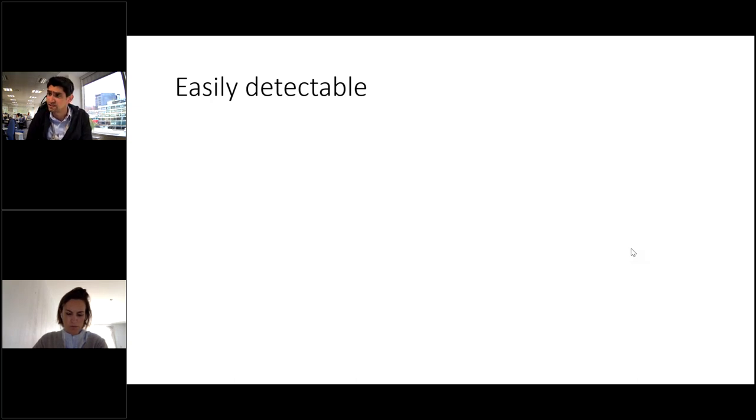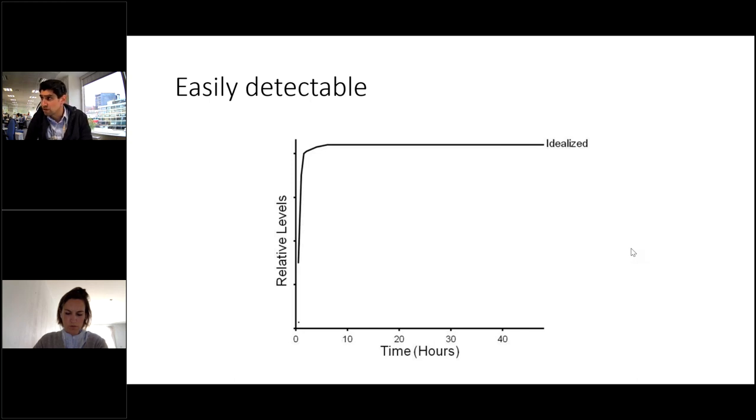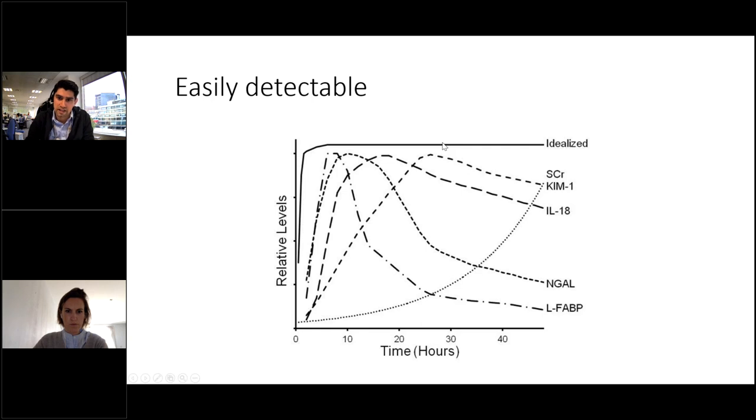But then let's look at the actual tests that we have. At the moment, our best marker of kidney function is creatinine. This graph would show you the perfect blood test or the perfect urine test for an acute kidney injury. That is, at time zero is when the insult happens to the kidney, your levels of this marker would go up immediately and would be sustained until the kidney has recovered. In actual reality, you can see that all of the attempted functional markers of your kidney function don't increase immediately. And there is always a time lag between the actual insult and the peak levels of these functional markers.